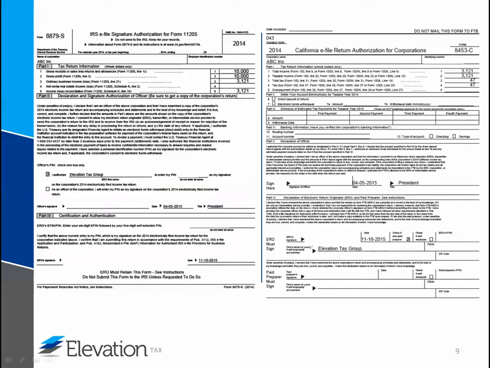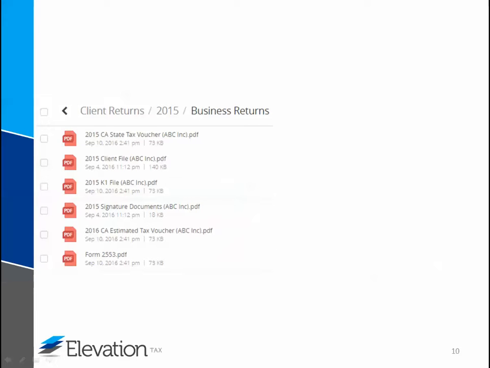The state form will look very similar to the federal form, and for the federal form, you will need to sign your name on the officer signature line, and an officer will also be asked to sign the state form. Once signed, send the form or the forms back to us so we can e-file your business return.